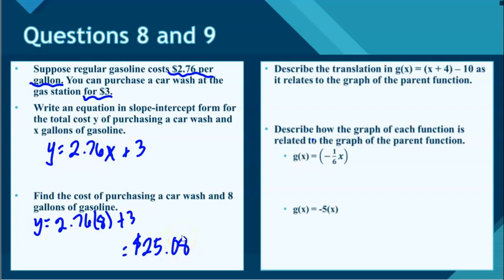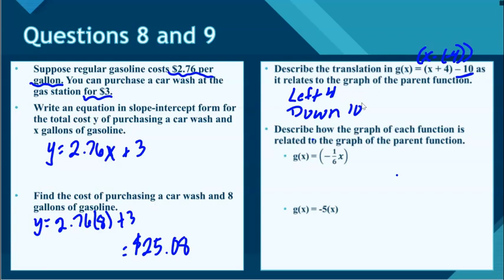Question 9. Describe the translation in g of x equaling x plus 4 minus 10 as it relates to the graph of the parent function. So here we only have translations. So again, up here, I would rewrite this as x minus a negative 4. That means it's going to the left 4. And then this minus 10 on the outside, that's our k. So that would mean it's going down 10.